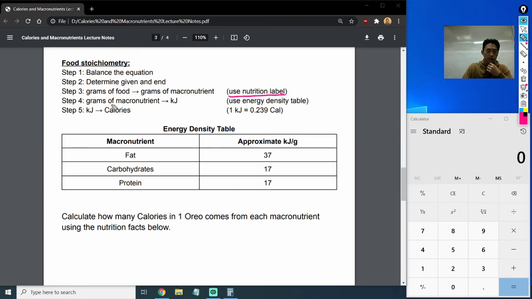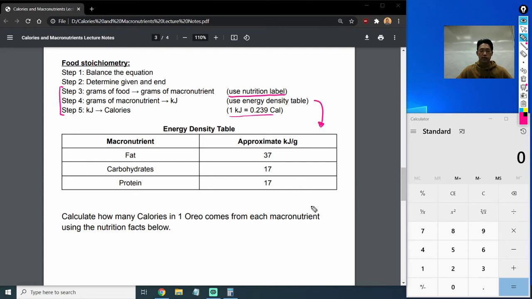Step 4, we're going to turn grams of macronutrients into kilojoules, and we're going to use the energy density table, which is right here. And then step 5, we're going to do kilojoules to calories, and we're going to use this equation right here. Now, for today, we're not going to be doing steps 1 and 2 because I don't want to dump that on you guys yet. Instead, we're going to be just doing steps 3, 4, and 5. So make sure you have all these steps written out because you will need them eventually for this unit. But just know that for today, we're going to be using steps 3, 4, and 5. We're not going to be doing full food stoichiometry. Okay, pause the video if you guys need to do that, but I'm going to move on right now.